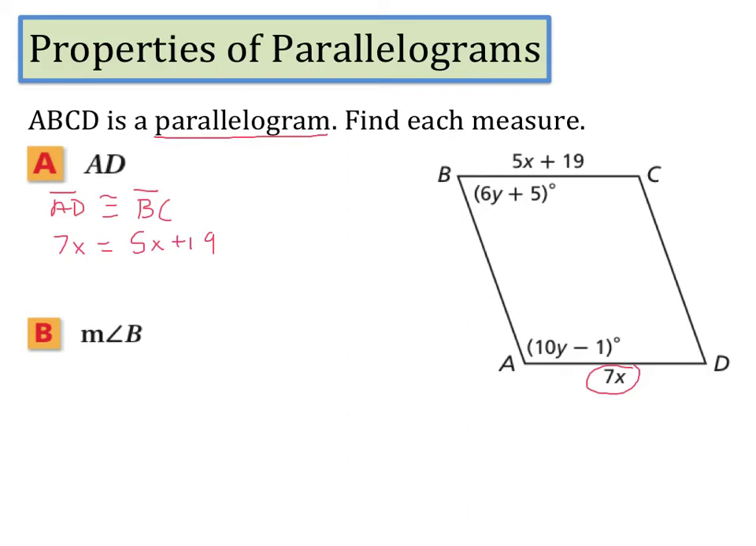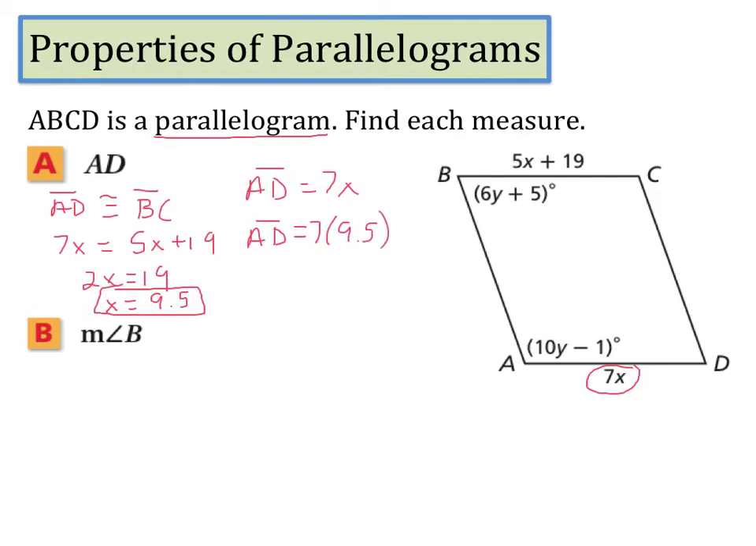So I subtract 5x from both sides. I have 2x equals 19. So x equals 9.5. But that's not my final answer. What they're asking me for is to find AD. And AD is equal to 7x. So I plug in 9.5 for x, and I have segment AD equals 7 times 9.5, which equals 66.5.